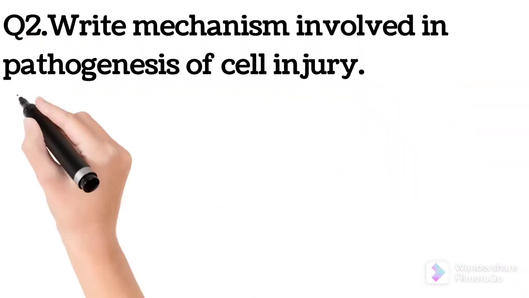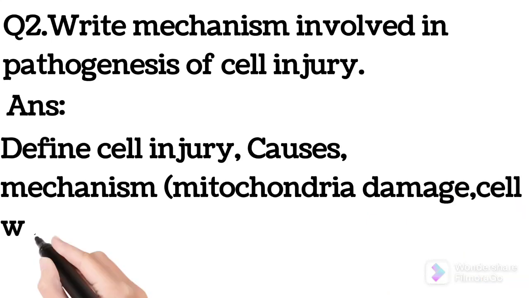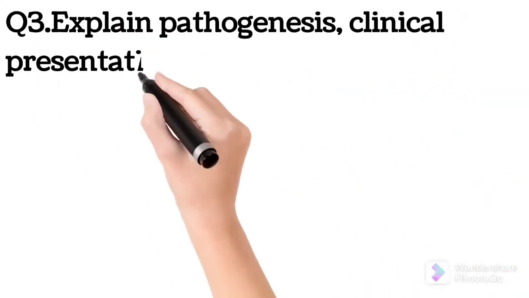Okay, it's simple. Next, write the mechanism involved in the pathogenesis of cell injury. First you have to write what cell injury is. After that, write the types of cell injury. I will tell you: cell injury, causes, then mechanism. The mechanism is mitochondria damage, cell wall damage, nucleus damage. You have to write about this. If they ask about the mechanism or pathogenesis of cell injury, you can write about either reversible or irreversible cell injury. You can write any one of these.